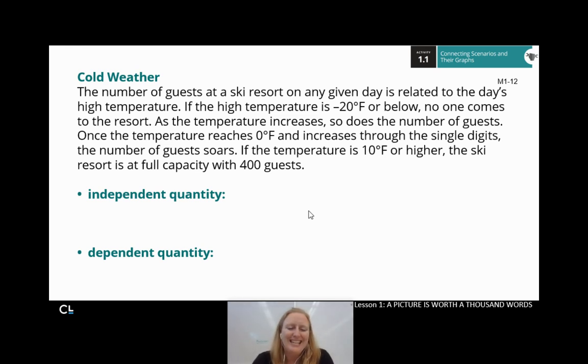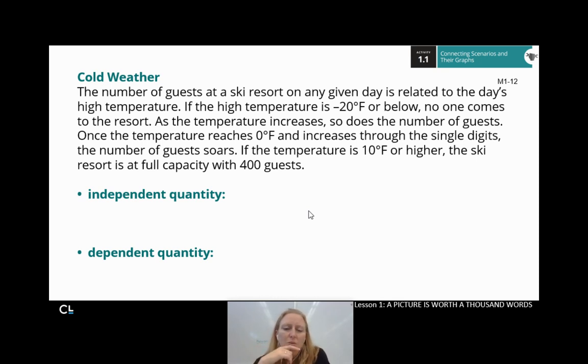The number of guests at a ski resort on any given day is related to the day's high temperature. If the high temperature is negative 20 degrees Fahrenheit or below, no one comes to the resort. Nobody wants to go skiing and die. As the temperature increases, so does the number of guests. Once the temperature reaches 0 degrees Fahrenheit and increases through the single digits, the number of guests soars. If the temperature is 10 degrees Fahrenheit or higher, the ski resort is at full capacity with 400 guests.